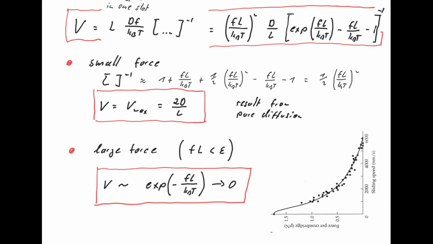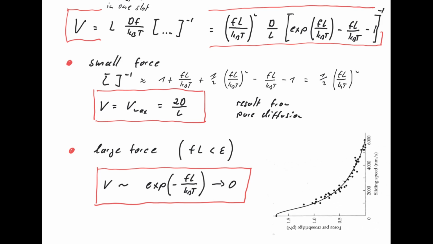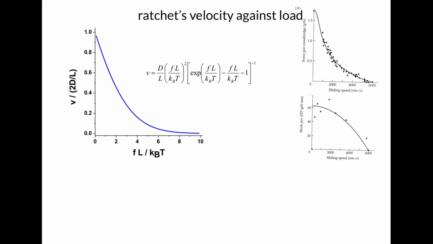Hence, from our model, what we achieved is we can explain the experimental results. At very high forces, the speed will drop to 0. Whereas at very low forces, there's a maximum speed which the motor can move, and that is dictated by diffusion.